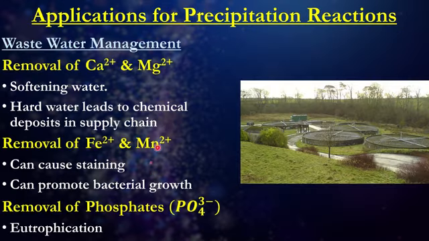Why would we want to use precipitation in our lives? It goes with a couple of things. Mostly it comes with water management. So let's say we have a lot of calcium and magnesium metal ions in the water. This causes a thing called hard water, and we don't want that because hard water causes chemical deposits of these minerals in some very undesired locations.